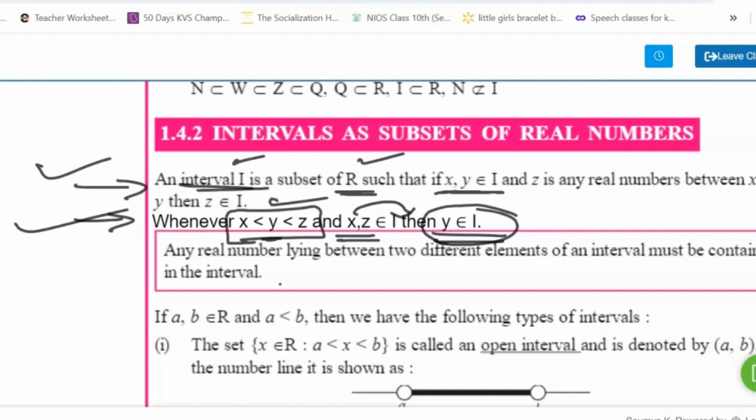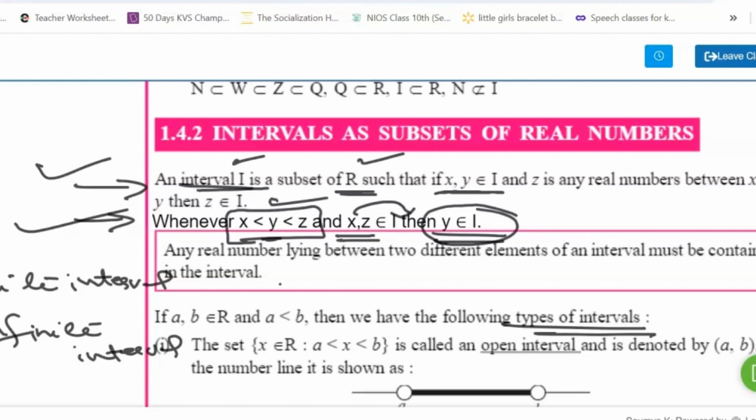Now different types of intervals are there. Let's see one by one what they are. So we have got finite interval and infinite interval. Usually a finite interval will have a definite number of integers being used. Here infinite means you will have the usage of infinity. Let's see what they are.